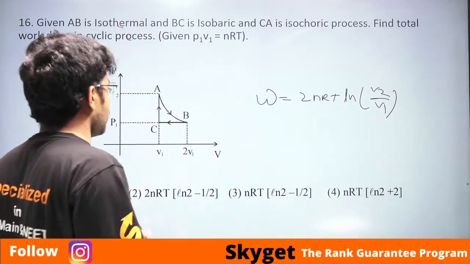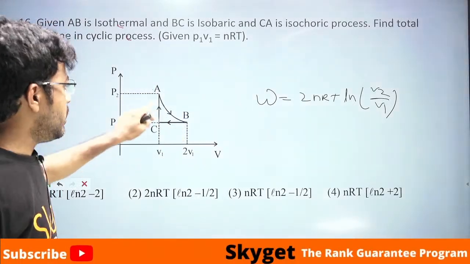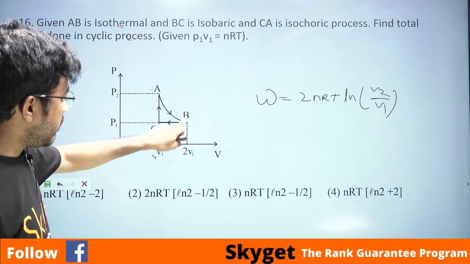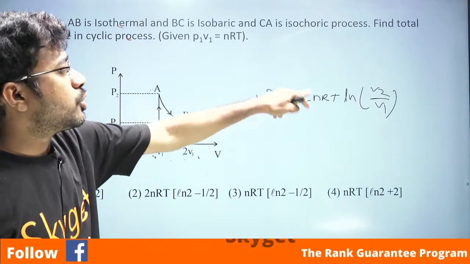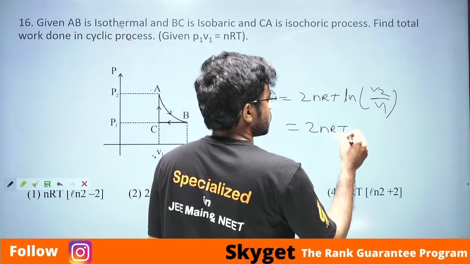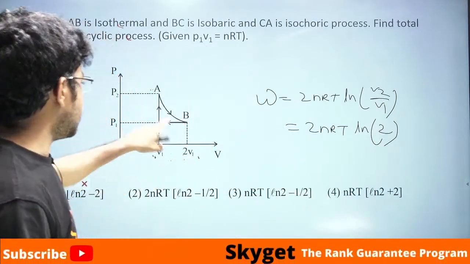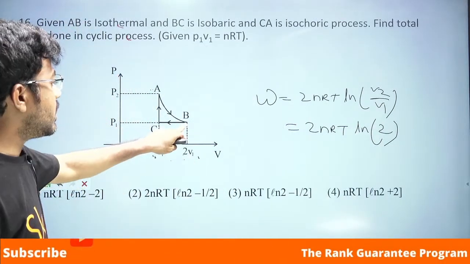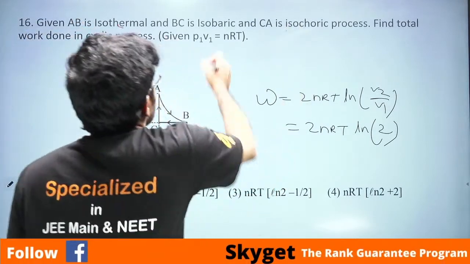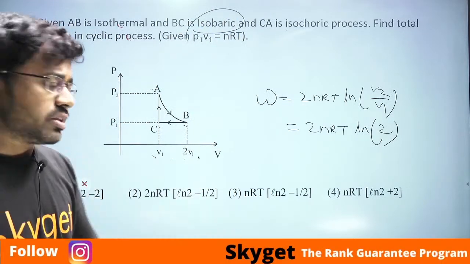So what is the value of V2 and V1 from the graph A to B? The value of V1 is V1, and the value of V2 is 2V1. So 2V1 by V1 is simply 2. Next, in the graph B to C, what is the process? This is the isobaric process. So the work done is the pressure into the change in the volume.